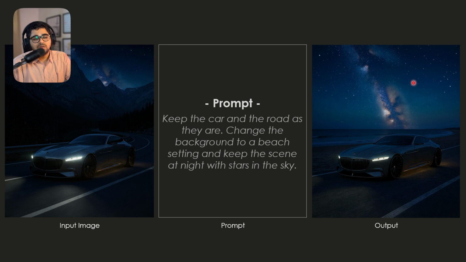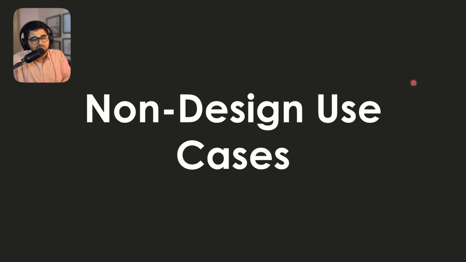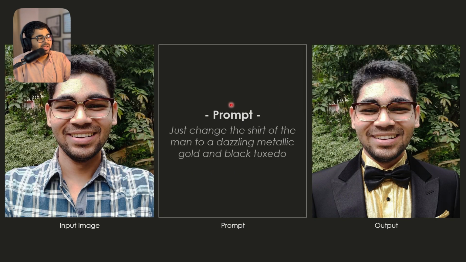Then I just wanted to have fun with this model. Generally, I need to keep my architect, computational designer and AI brain outside. And I was like, okay, can I use my images to see how I also get transformed a little bit? The first thing, I added this image and then I said, just change the shirt of the man into a dazzling metallic gold and black tuxedo. And don't I look good?